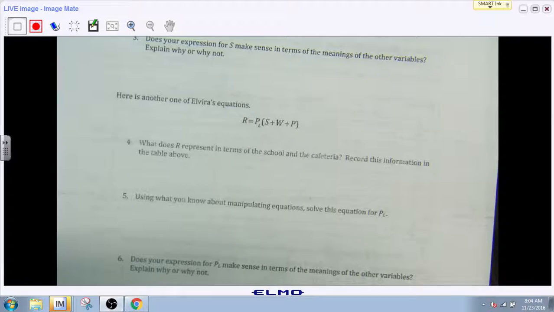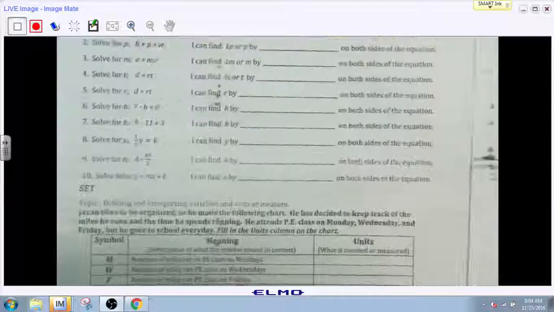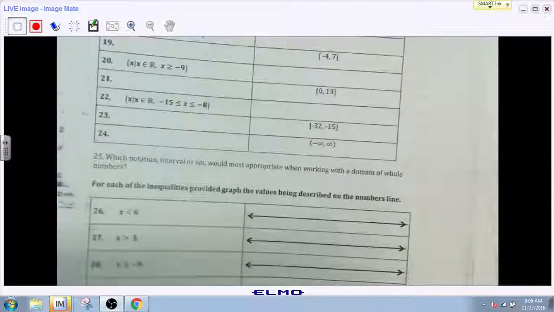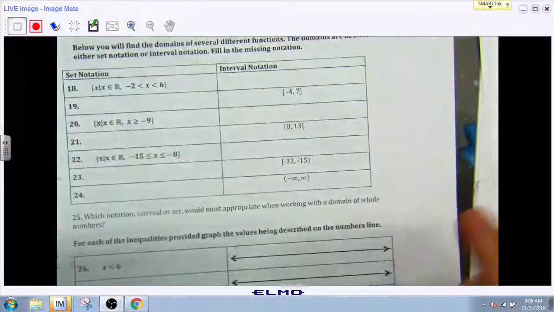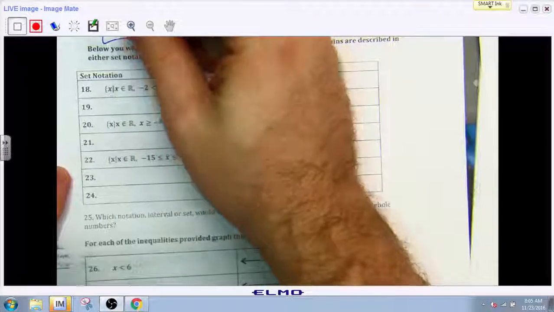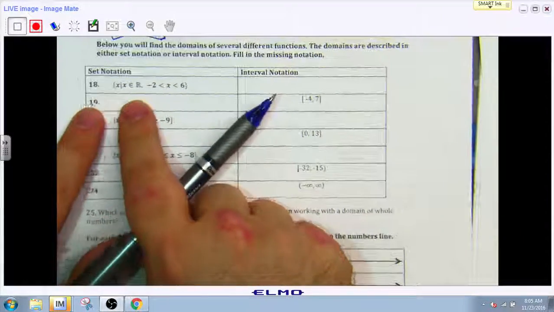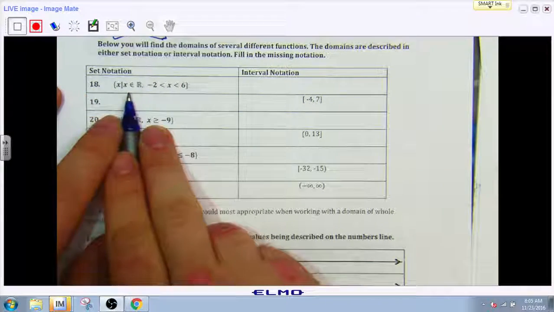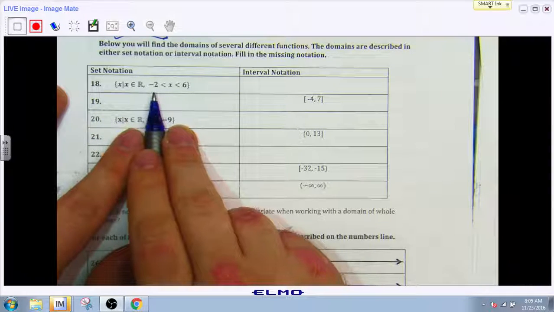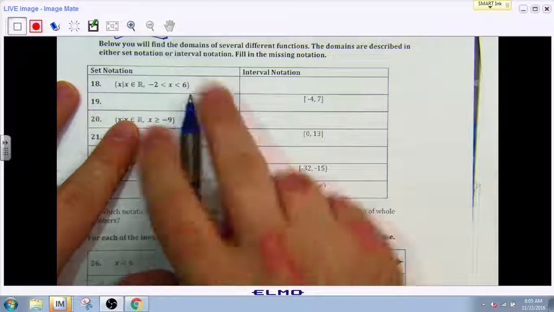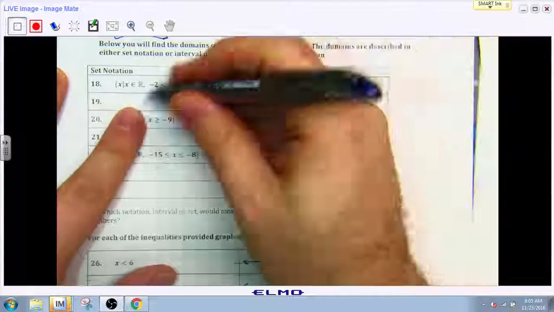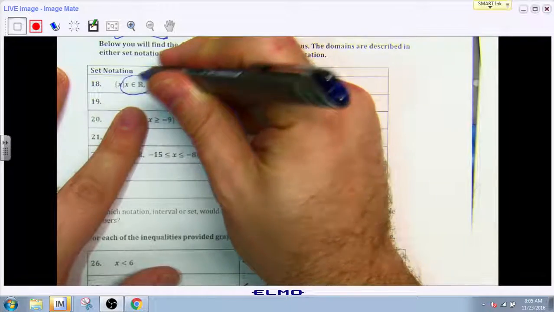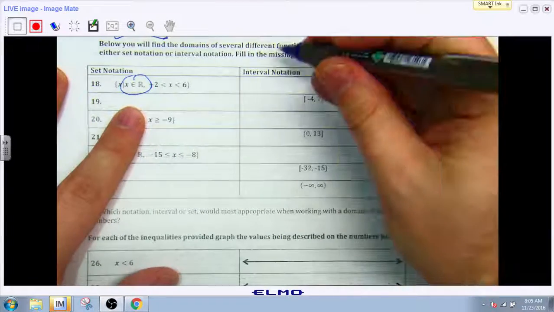Okay. Next, what do we got here? I want to go to this one, where it's giving us things in what we call set notation. I'll go ahead and break this down. It explains it, but the set of x such that x is all real numbers from -2 is less than x is less than 6. So all that this means in interval notation is we're looking at all the real numbers between -2 and 6. We already know how to do this in interval notation.